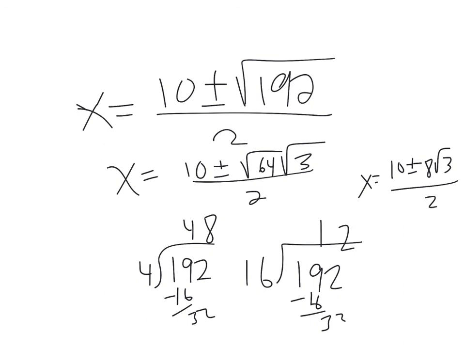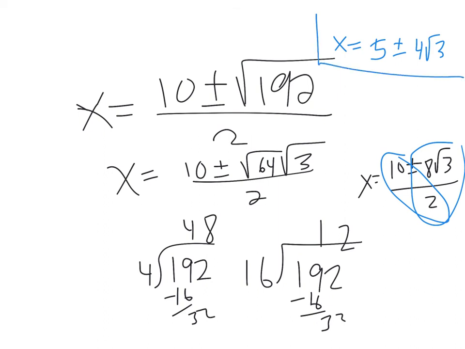Let's keep simplifying. We're going to put each numerator over the denominator. 10 divided by 2 is 5. 8 divided by 2 is 4. And that's not our answer until you say x equals 5 plus or minus 4 root 3. Those are our solutions.